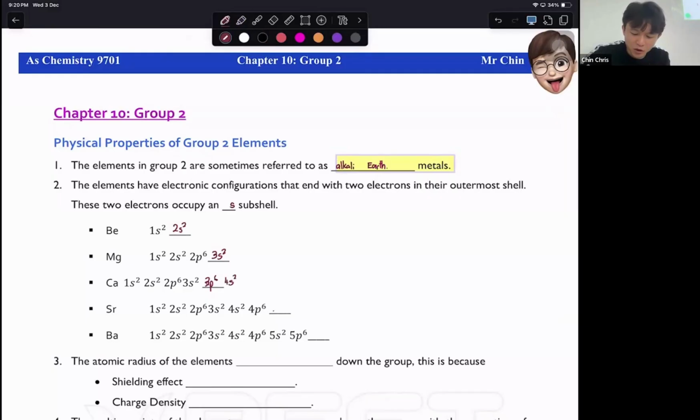3p6 4s2, dot dot dot 5s2, dot dot dot 6s2. So it's always s2, s2, s2.